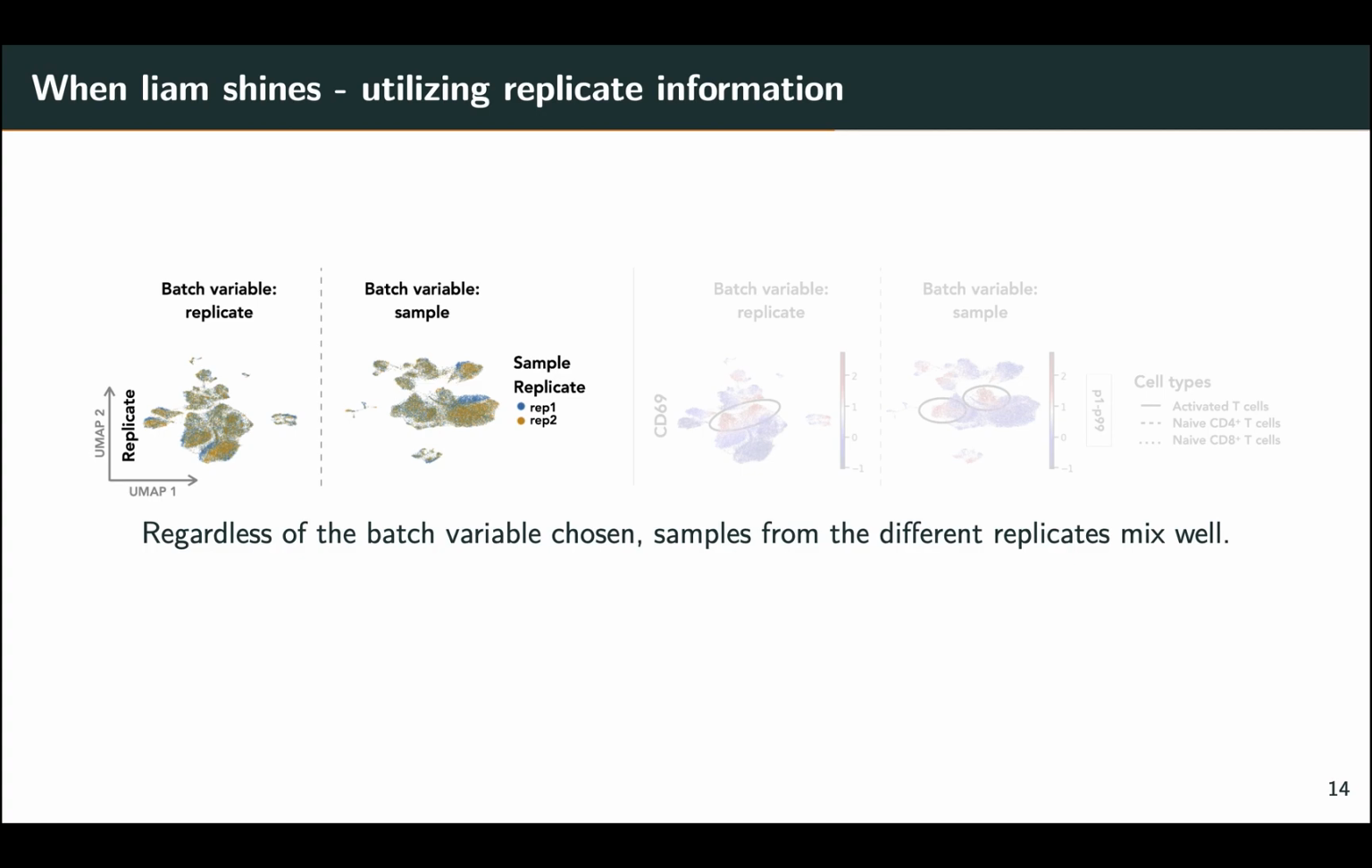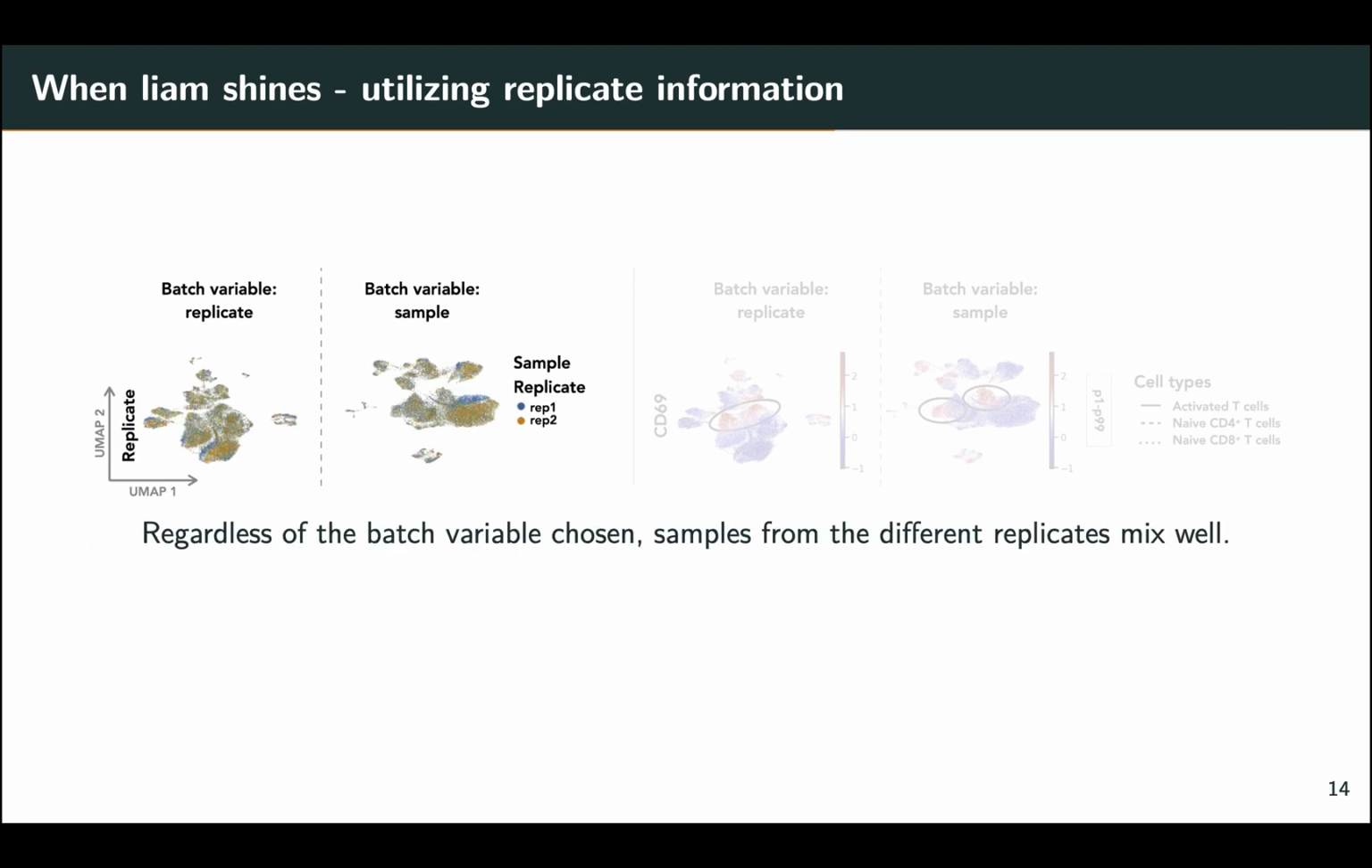To showcase this, I've trained 2 variants of Liam. So I actually trained my model twice. Once I used the replicate as the batch variable, and in the other case I used the sample as the batch variable. So usually when you don't have replicates, this would be your setup, the sample as the batch variable. So this makes it very difficult to disentangle technical from biological variation, because you cannot really attribute the changes that you see to one of these 2 sources necessarily.